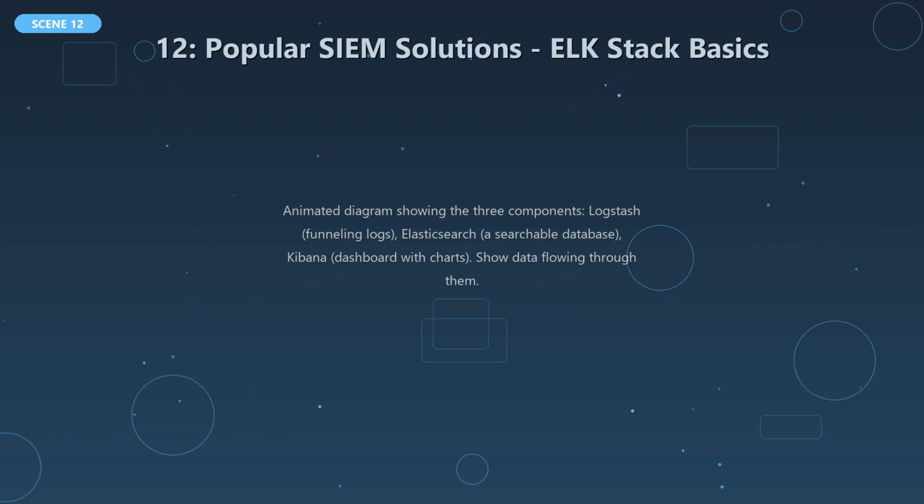Let's break down each component. 1. Elasticsearch. This is the heart of the ELK stack. Elasticsearch is a highly scalable, distributed, open-source search and analytics engine. It's built on Apache Lucene and is designed to store, search, and analyze large volumes of data very quickly. For SIEM purposes, it acts as the central data store and indexing engine for all your security logs and events. Its ability to perform full-text searches and aggregate data in real time makes it incredibly powerful for security investigations.